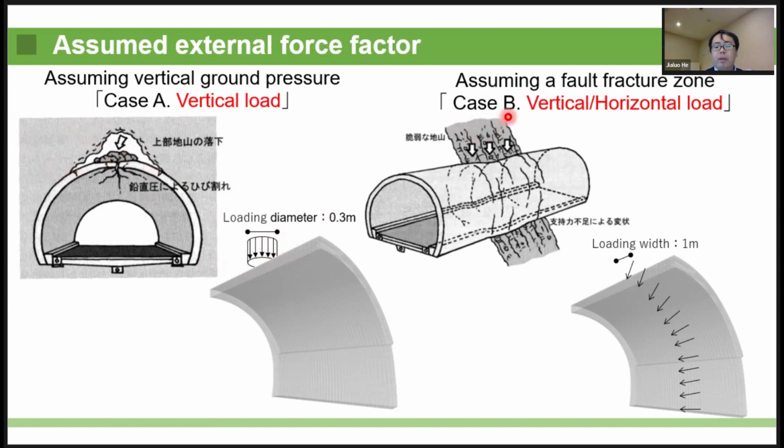Case B, on the other hand, is a vertical horizontal load. In case B, a 1 meter wide load acts on the tunnel lining. All these loads are directed inside the tunnel. Such loads are caused by the presence of fault planes around tunnels and sudden load cases by earthquake.